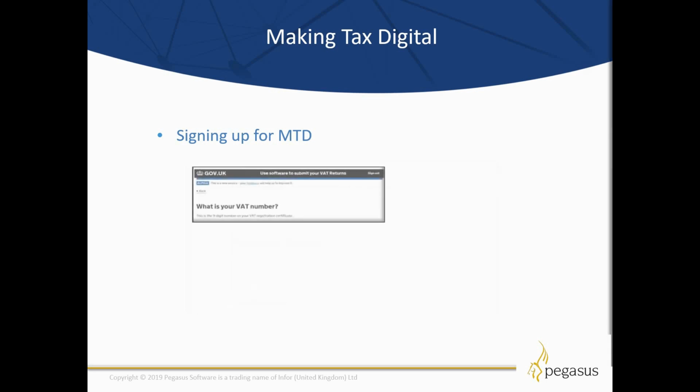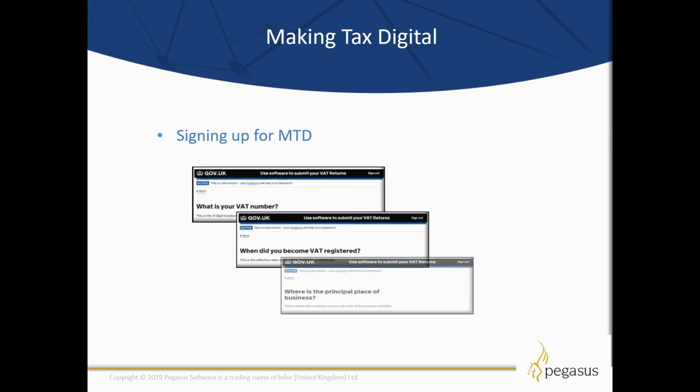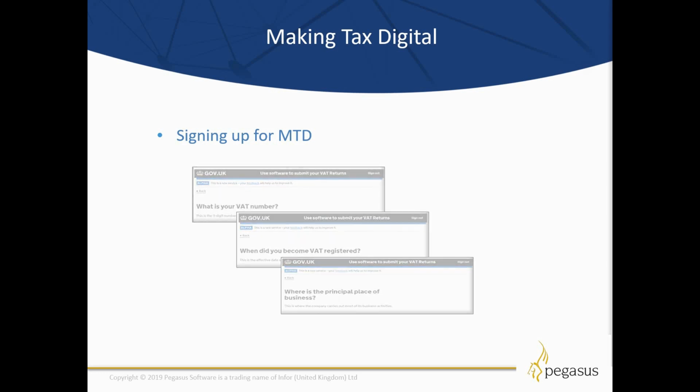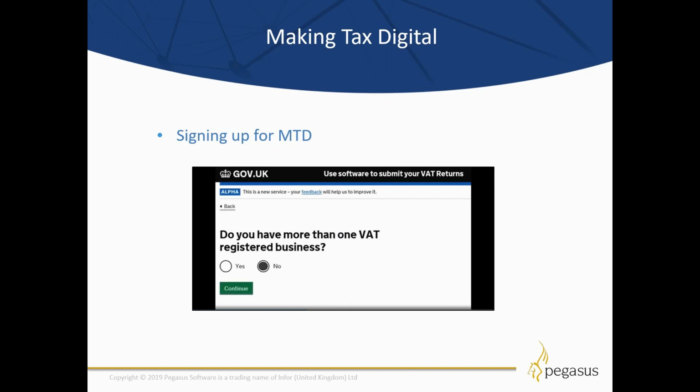If you don't normally use the Government Gateway credentials to submit your VAT returns to HMRC, then you'll be asked for additional information, such as your VAT registration number, VAT registration date, and the business postcode, because from this information, they will be able to identify the relevant company that is signing up for Making Tax Digital. You'll then be asked, do you have more than one VAT registered business? If you have, then you'll be asked a few more questions to make sure the business details and the VAT registration numbers match.